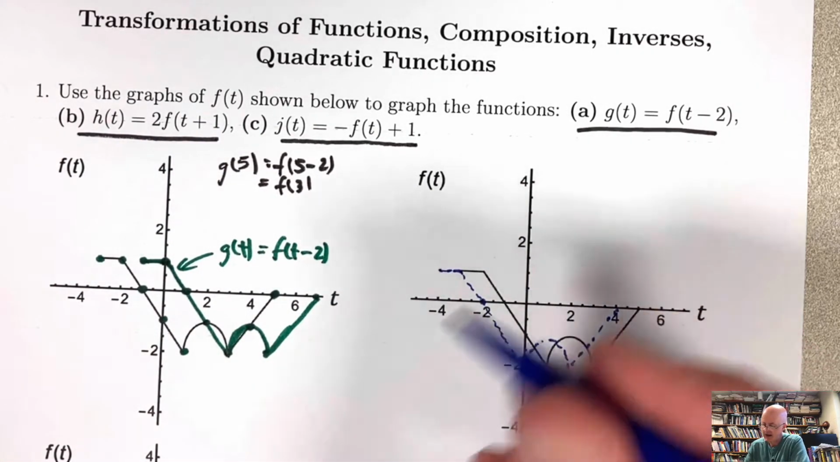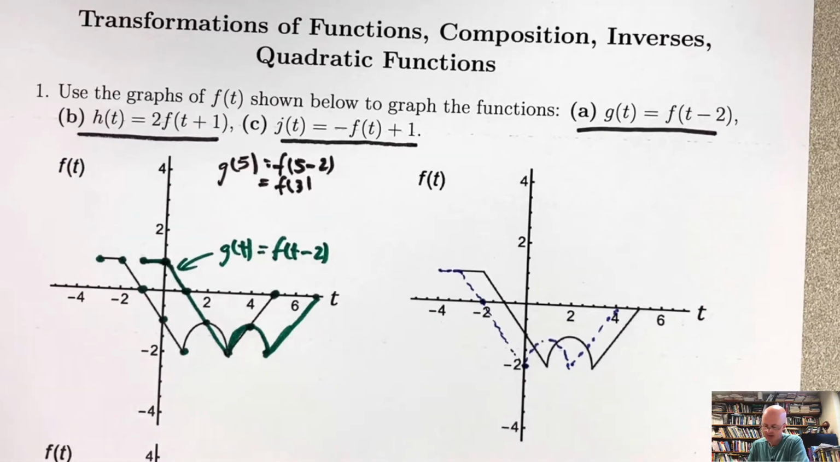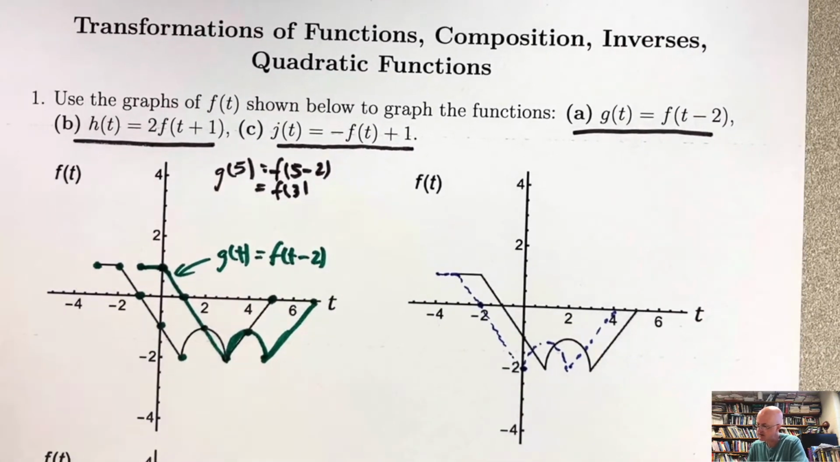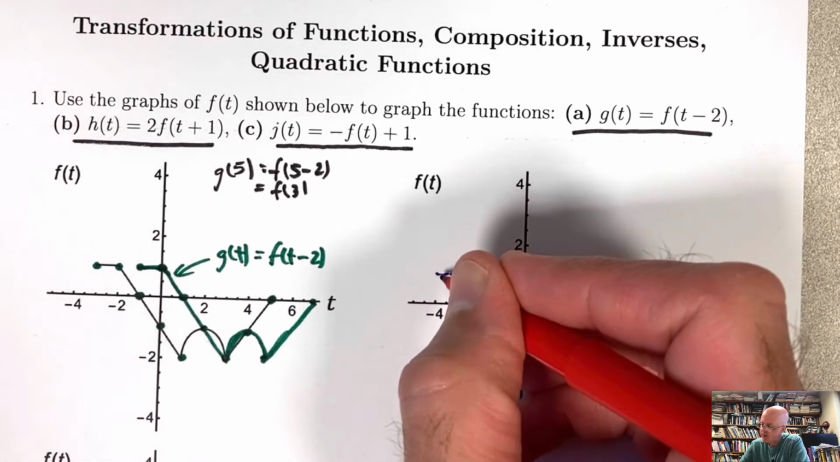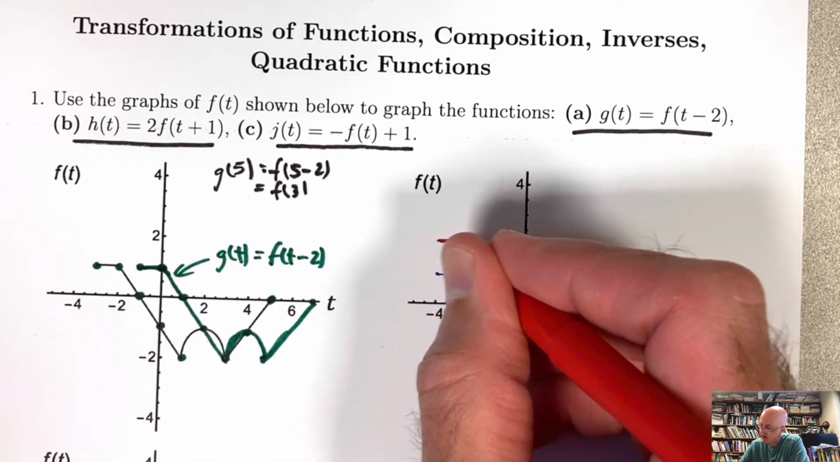So again, all the y coordinates need to get doubled. Let's use a different color here. So this line here where the outputs are at 1, those outputs will get doubled to 2. So I'll get a line right about like that.